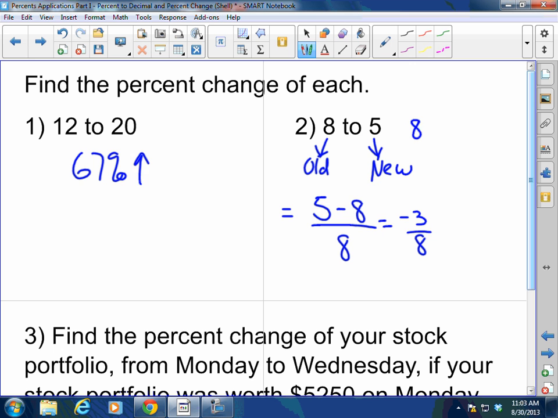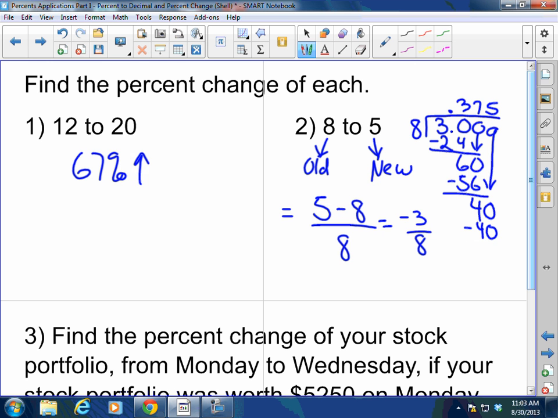When I convert 3/8 into a decimal, I'm going to get 8 goes into 30 3 times, which is 24. That's 6. Drop down a 0. It's going to be 7, which is 56. 4, drop a 0. That's 5. So the percent change here is negative 0.375, which you have to turn into a percent.